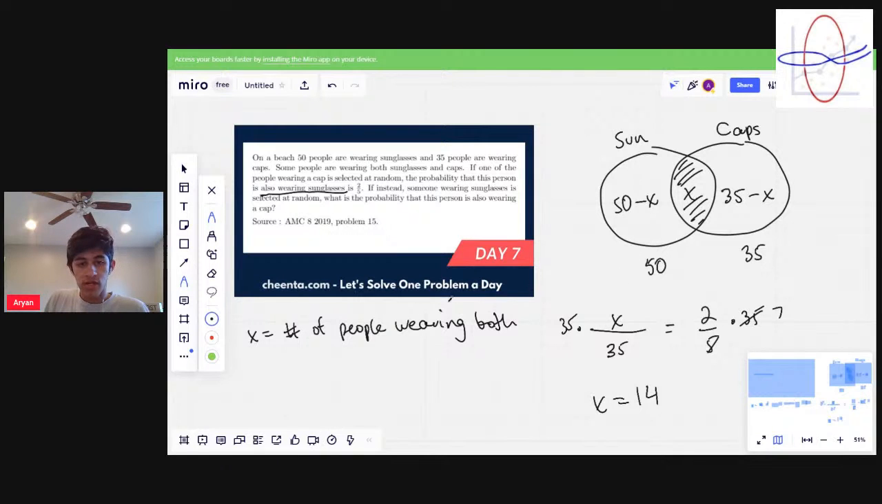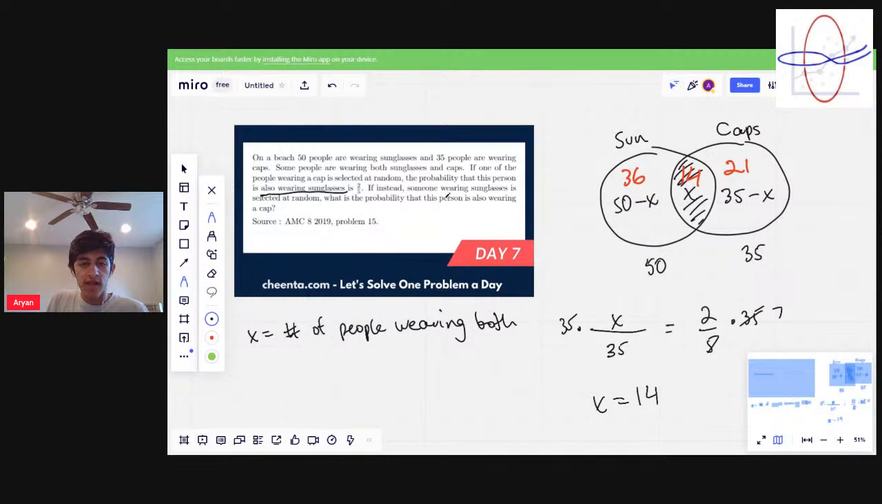So we could look at our Venn diagram again, but fill in our values because we know X is now 14, right? So let's just write 14. Now 50 minus X, 36. 35 minus 14, 21. So that means there are 36 people that are only wearing sunglasses, 21 only wearing caps, and then 14 are wearing both.